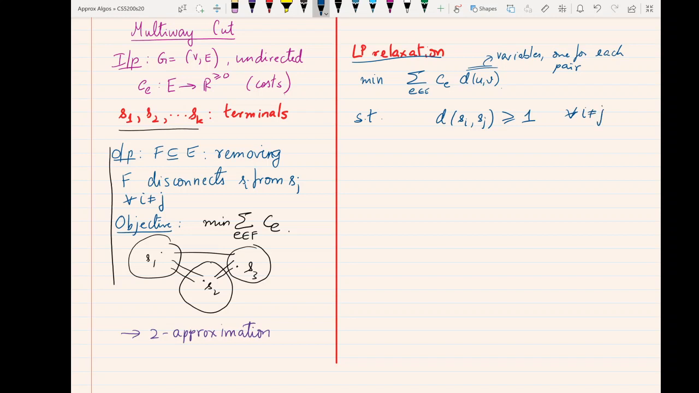Okay, so the i, j are in 1 to k, and for all v, and of course you have non-negativity constraints. Okay. I hope the LP relaxation is clear.